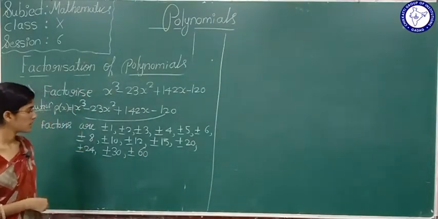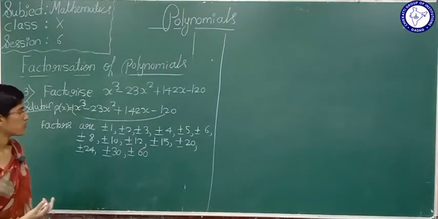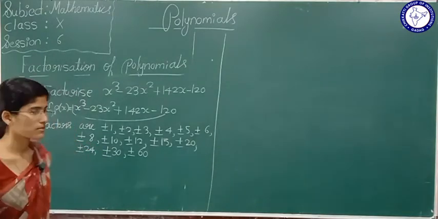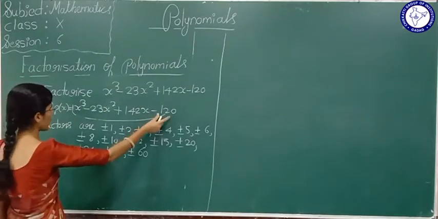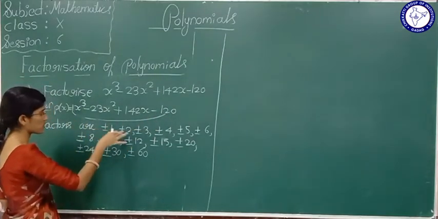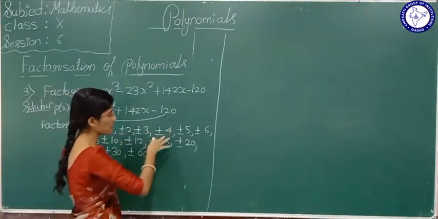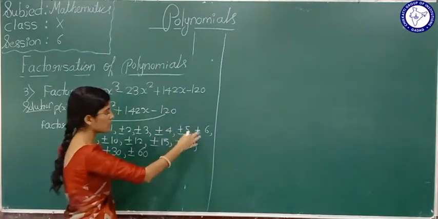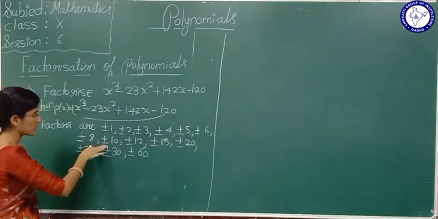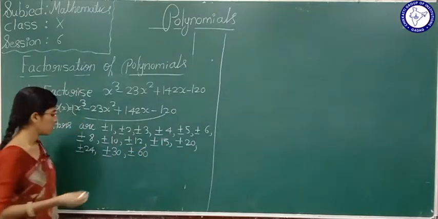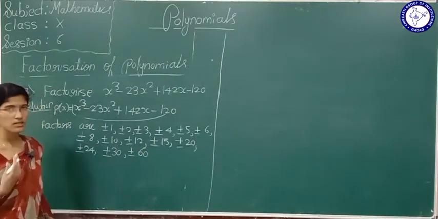Okay, these are the factors we have written. Factors of minus 120 are plus or minus 1, plus or minus 2, plus or minus 3, plus or minus 4, plus or minus 5, plus or minus 6, plus or minus 8, 10, 12, 15, 20, 24, 30, 60.